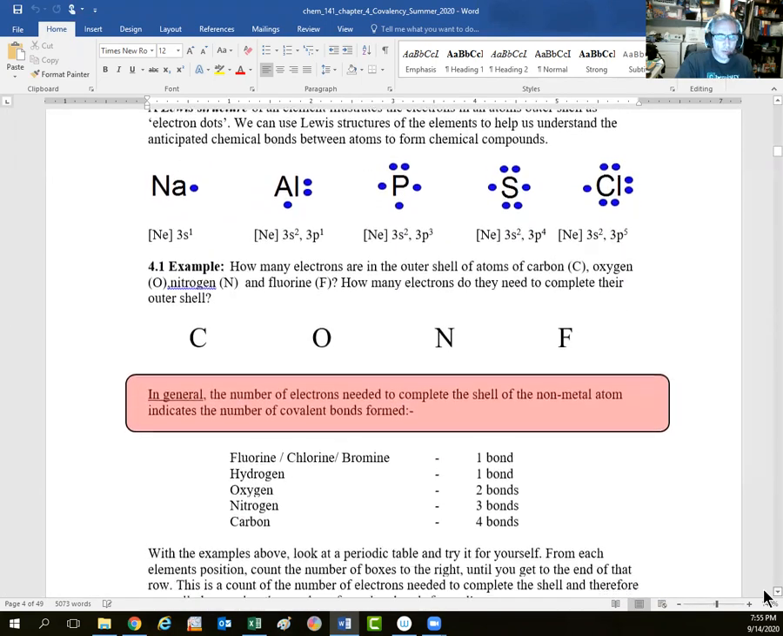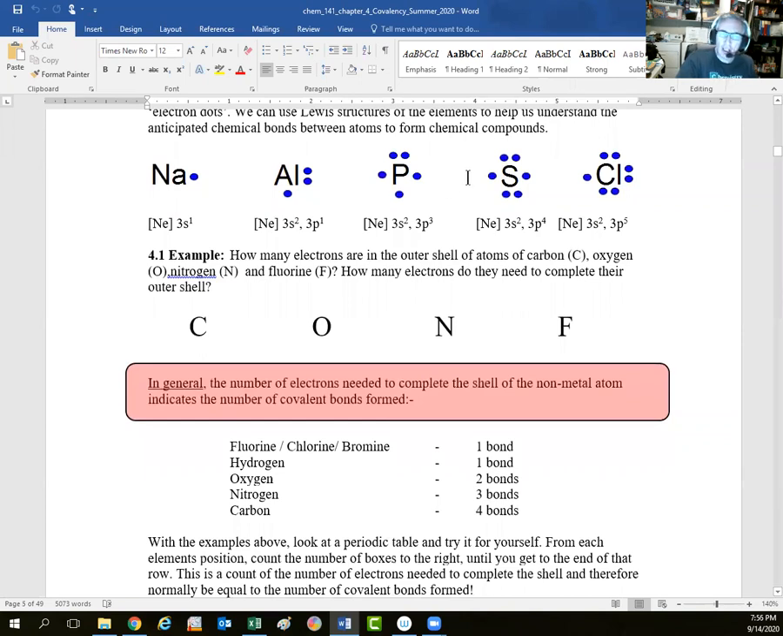So we can draw Lewis structures to show how many electrons are in the atom's outer shell, and therefore show how many electrons the element needs. Sodium, that's the first element in the third row of the table, 1 electron in its third shell. Aluminium, the third element in the third row, with 3 electrons, but if it's going to complete its octet, it would need another 5.